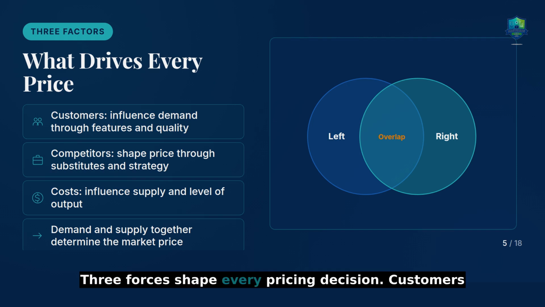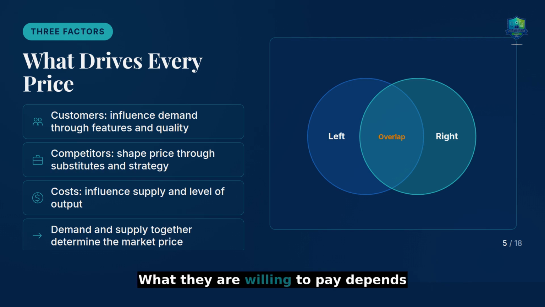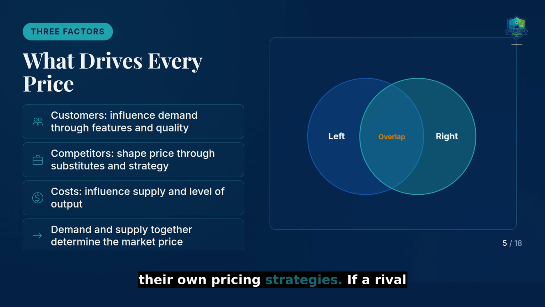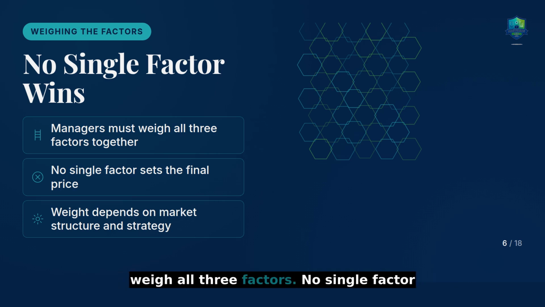3 forces shape every pricing decision. Customers influence demand. What they are willing to pay depends on the features and quality of the product. Competitors influence price through substitutes and their own pricing strategies. If a rival cuts its price, your customers may switch. Costs influence supply. A firm will produce more units when price covers cost and leaves a margin. Demand and supply together determine the market price. Managers must weigh all 3 factors. No single factor sets the final number.